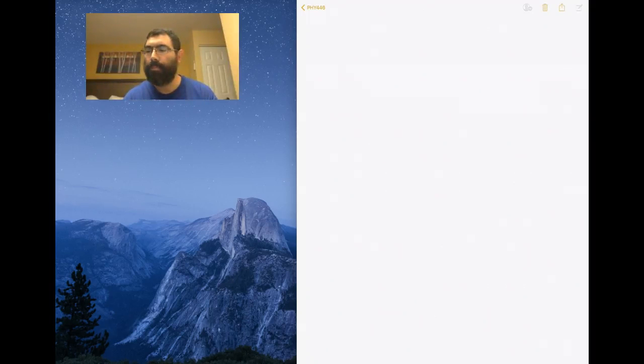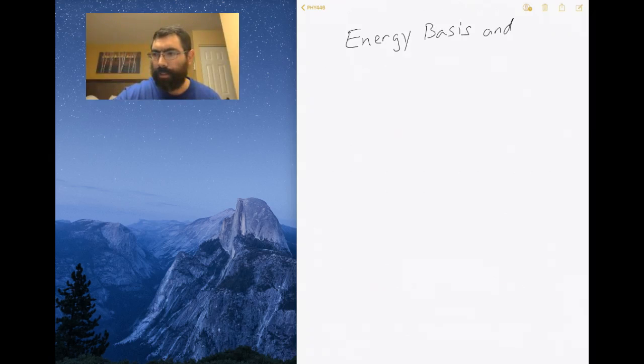So, what I'd like to do next is to show the connection between the operators and the energy basis and what we can study in the position basis, or the x basis. So we're looking for this connection between the energy basis and the x basis.